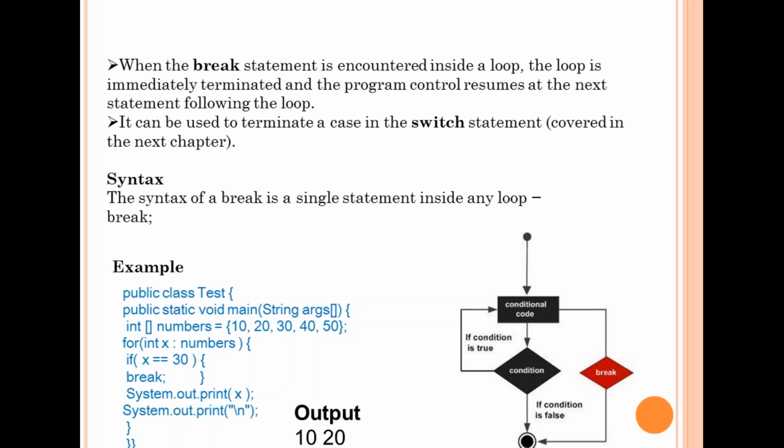We have the following simple example where we have an array of numbers 10, 20, 30, 40 and 50. For int x in numbers, if x equals 30, then break; otherwise System.out.println x. That's 10, 20. When x equals 30, the program breaks and it does not print anything further.